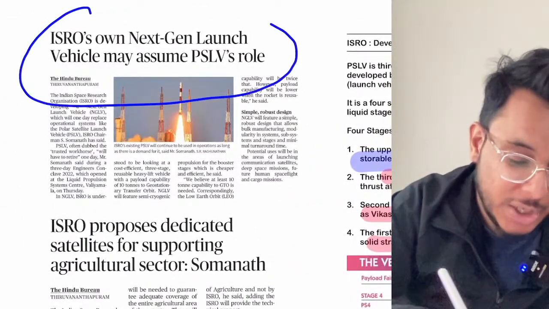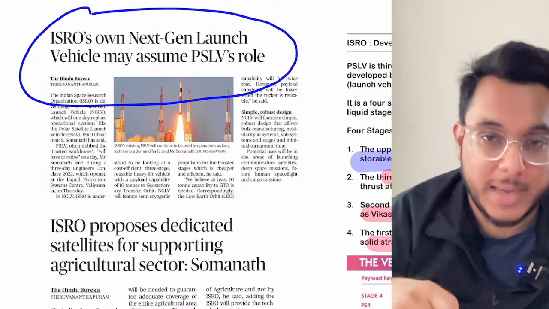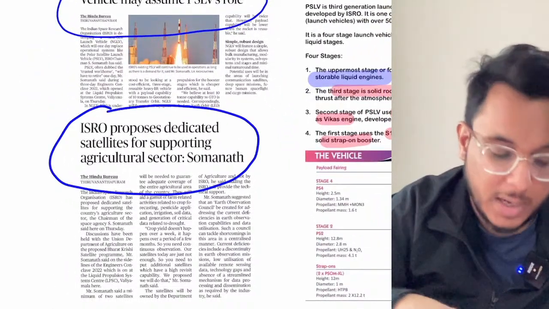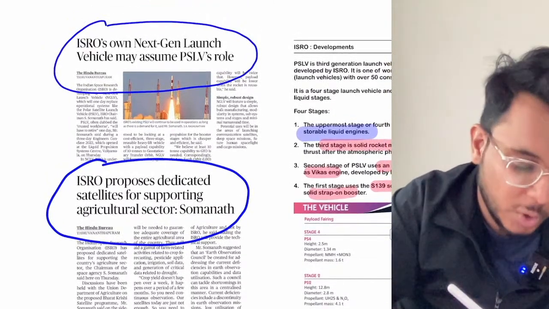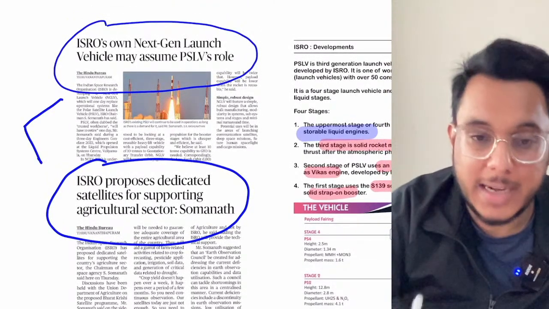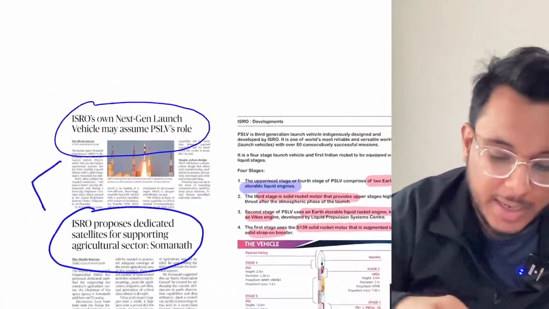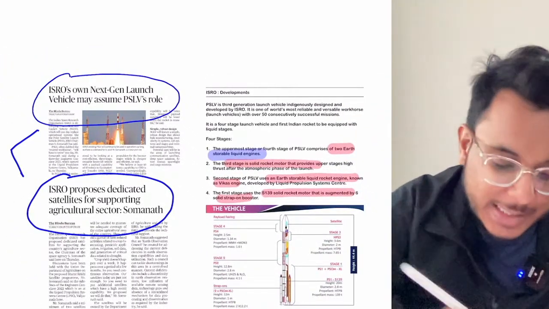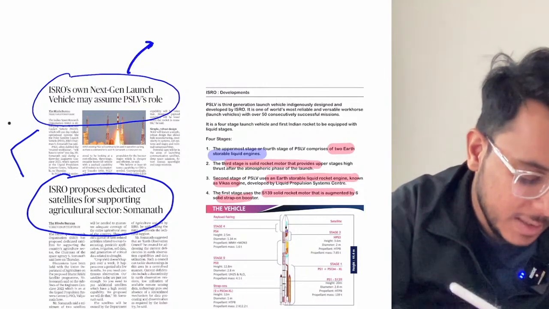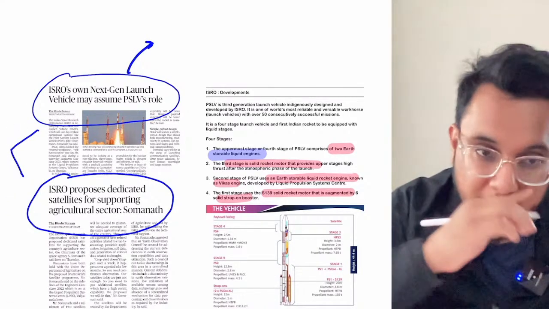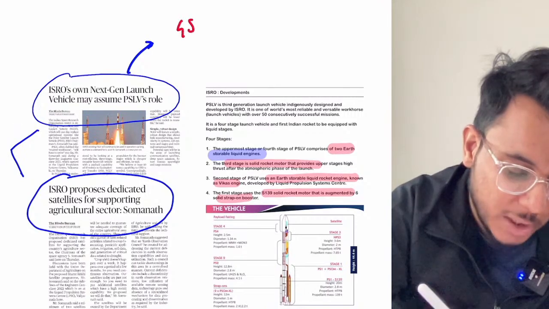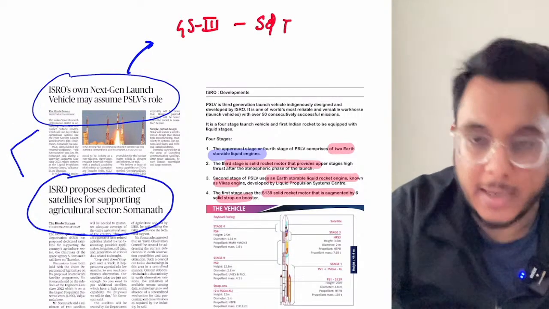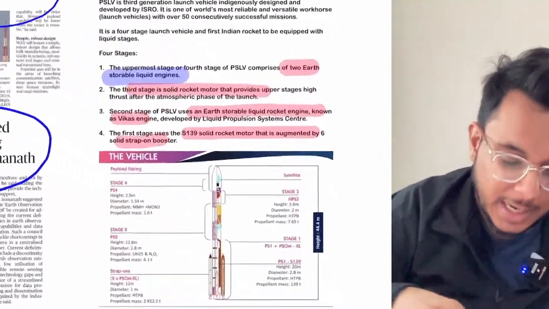ISRO's own next generation launch vehicle may assume the PSLV's role. ISRO proposes a dedicated satellite for supporting the agriculture sector. So these are the two articles that had come, which are talking about ISRO and the developments carried out by ISRO. We will see this with respect to GS paper number 3, science and technology. Okay, now let's start with that.